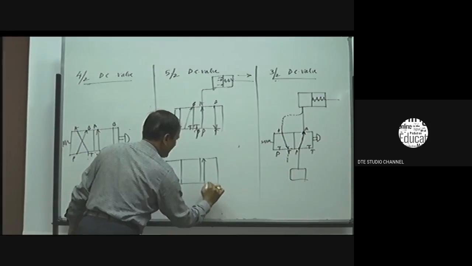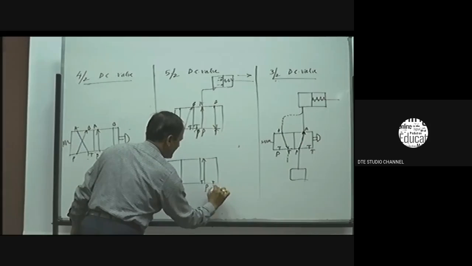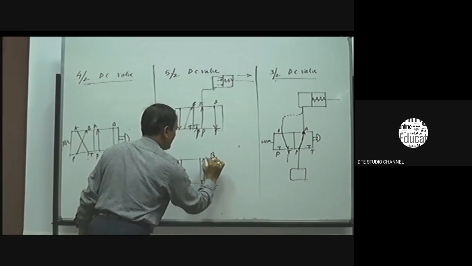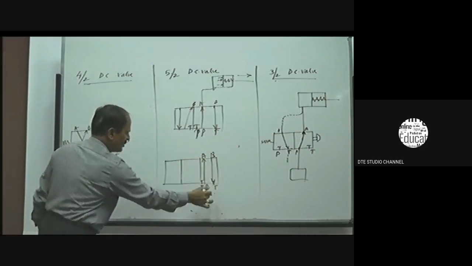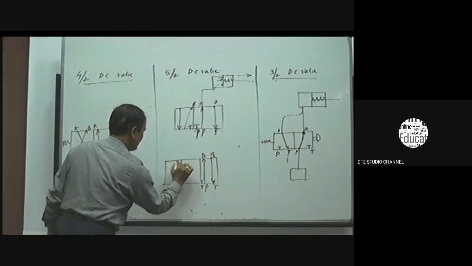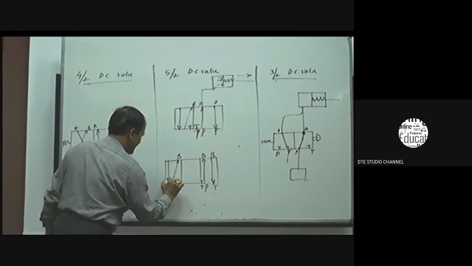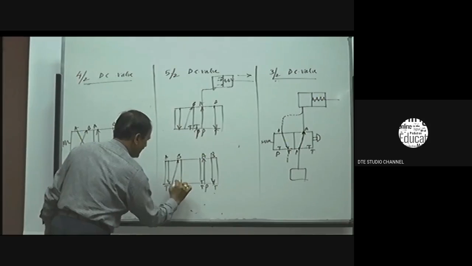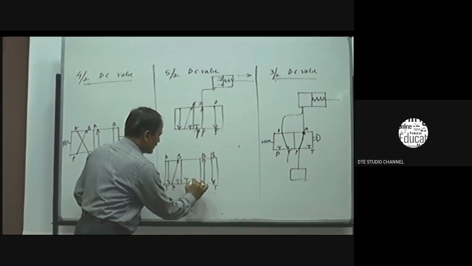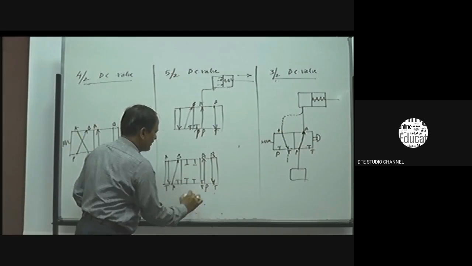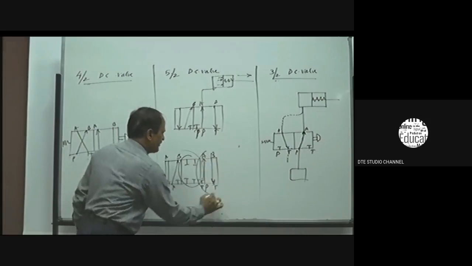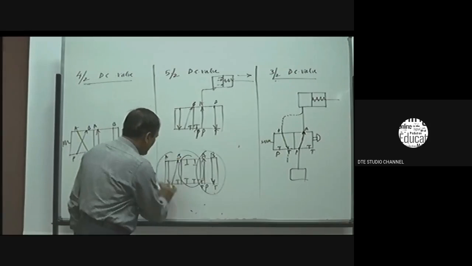P, B, T and T. This is P. In the first position, P to A, B to T. In the second position, P to B, A to T, and another tank port remains closed. And in the neutral position, all the ports are closed. That's why the middle box represents the neutral position. This is the first position for extension of the cylinder. Second position for retraction of the cylinder.